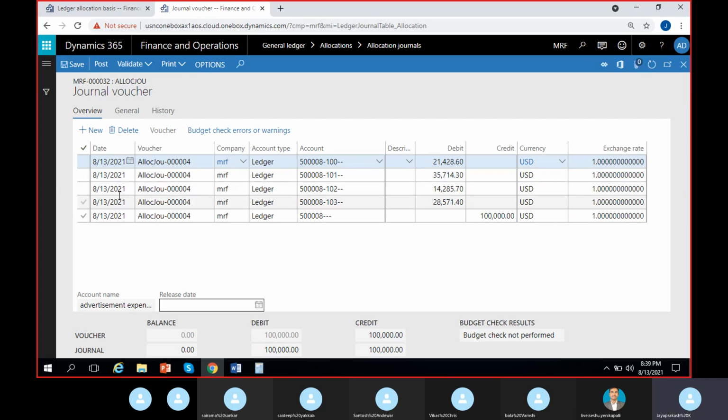If you want to post this entry to 1st of January only, you can change the dates here to 1st of January itself, and you can post it once again. If you don't want to change it, and you want to post it for today's date itself, you can do it. Anything is okay.